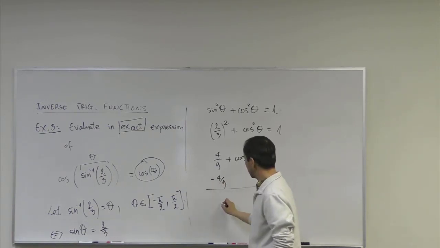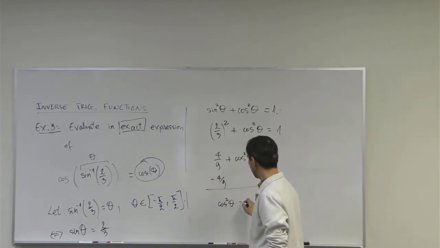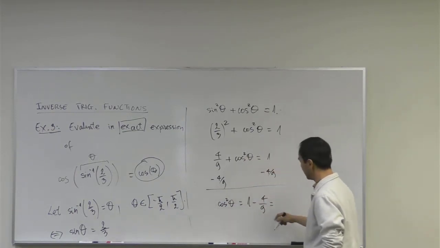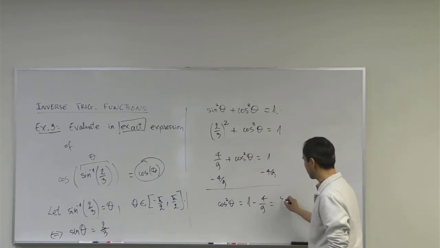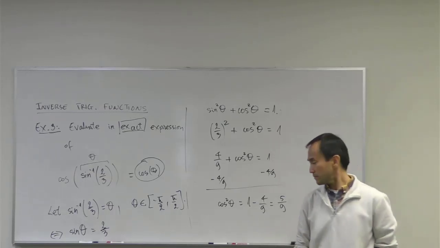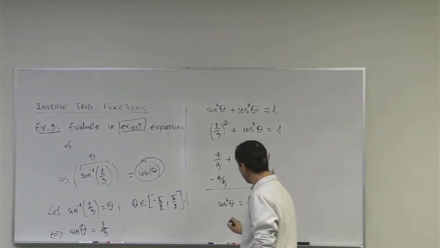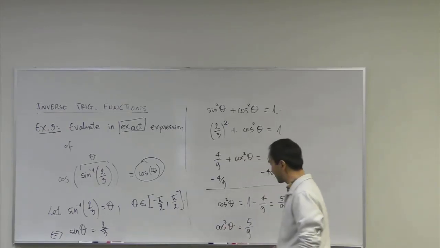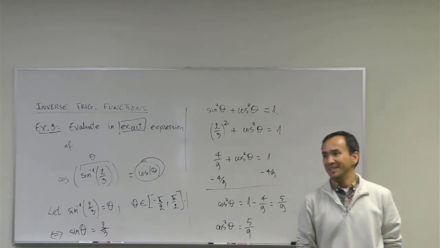That's making it cosine squared of theta equals 1 minus 4/9, right? And you can make a common denominator, making that 9 minus 4 here, making it 5/9. See that there? We're getting there. So right as of this point, I'm looking at cosine squared of theta equals 5/9. So how do we go from cosine squared of theta to 5/9 again?